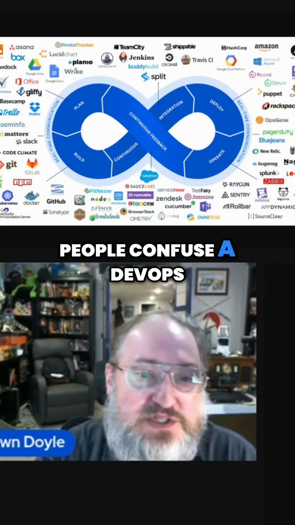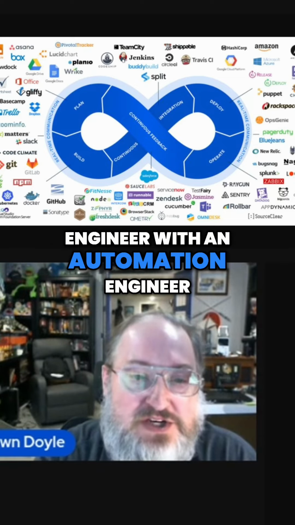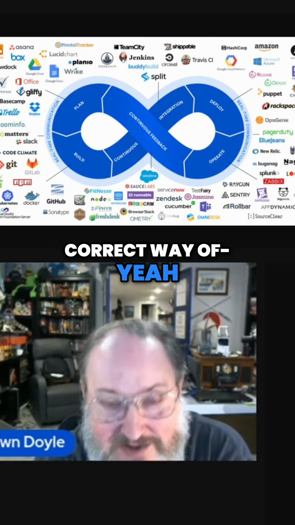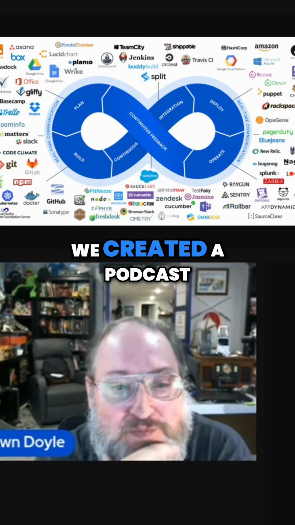And this is one of the places where people confuse a DevOps engineer with an automation engineer. Or they think of a DevOps engineer as just handling the CI/CD pipeline, but it's not. It is a way of thinking about it, but that's not the correct way of thinking about it. And this is why we created a podcast.